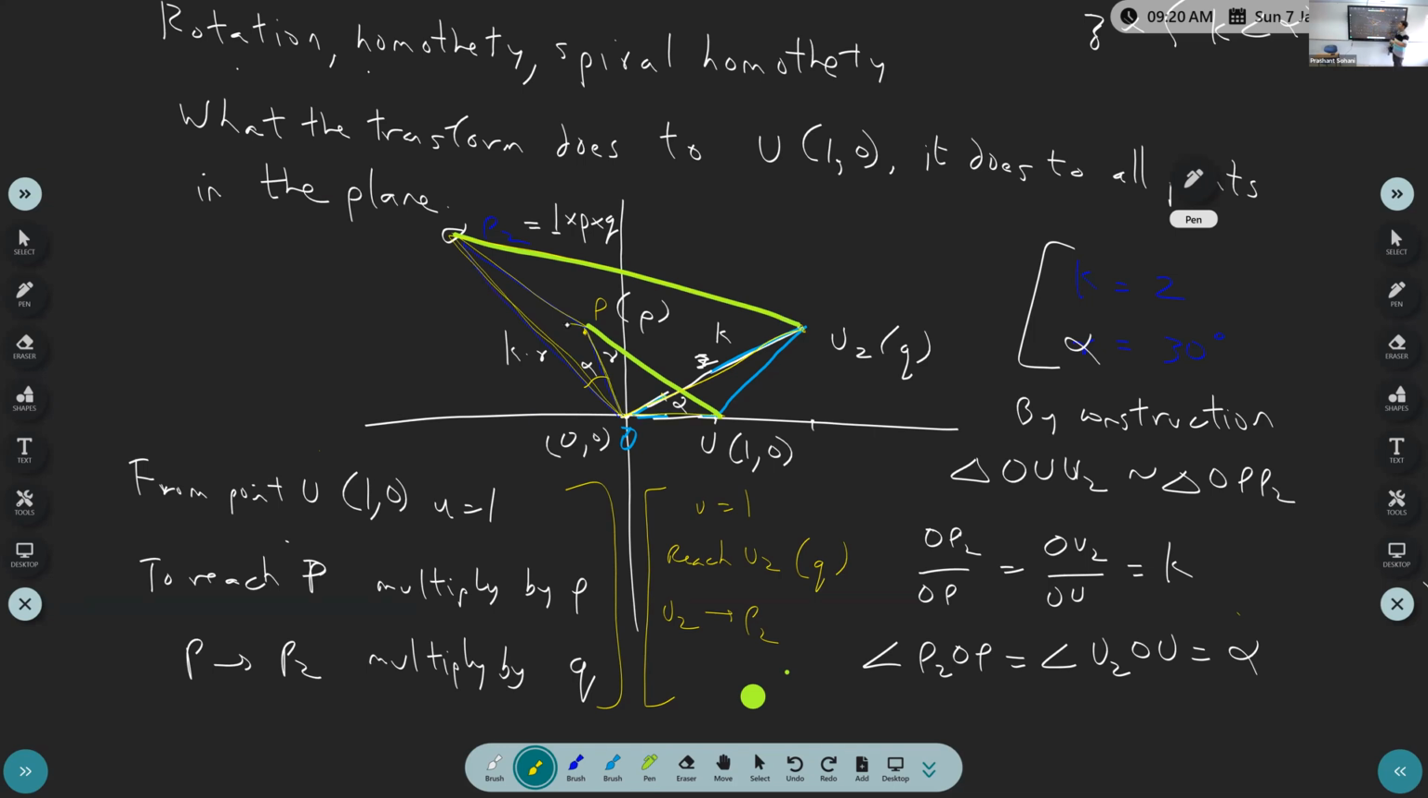And so that is the reason why going from U2 to P2 is a multiplication by P, because again the principle is what the transform does to the U, it does to the whole plane. So going from U to P is a multiplication by P. Therefore, going from U2 to P2 is also multiplication by P. So it highlights the fact that you can reach this P2 from two different ways. And in both cases, you are just applying two spiral homotheties in different order.